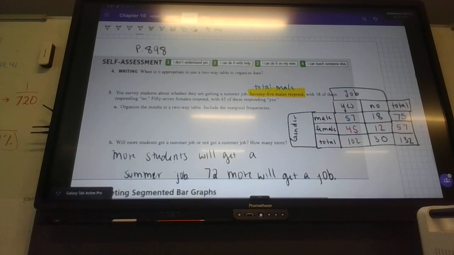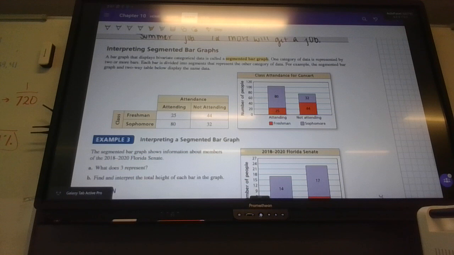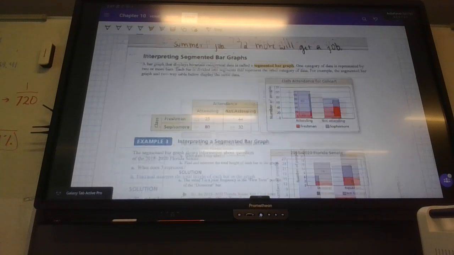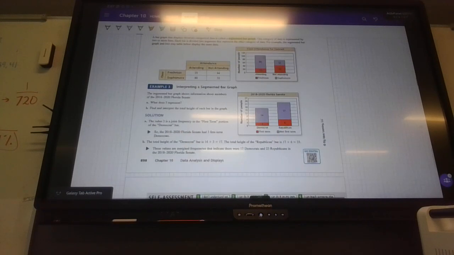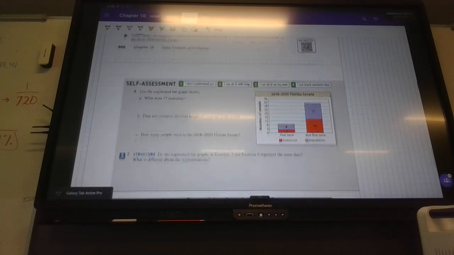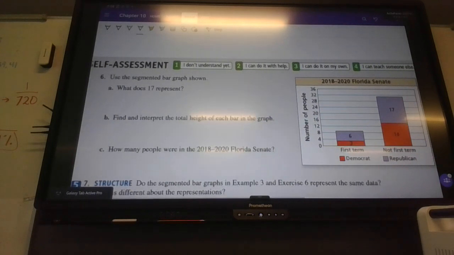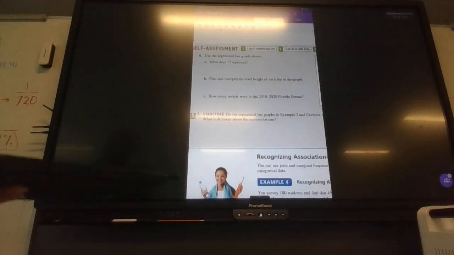All right, what's next? Now we're gonna go to page 899 and do number 6. All right, getting into segmented bar graph. So a little more advanced than a regular old bar graph you've seen every year in math class. You've probably seen these in science class. So this is segmented because you have to read the colors to understand everything that we're seeing here.